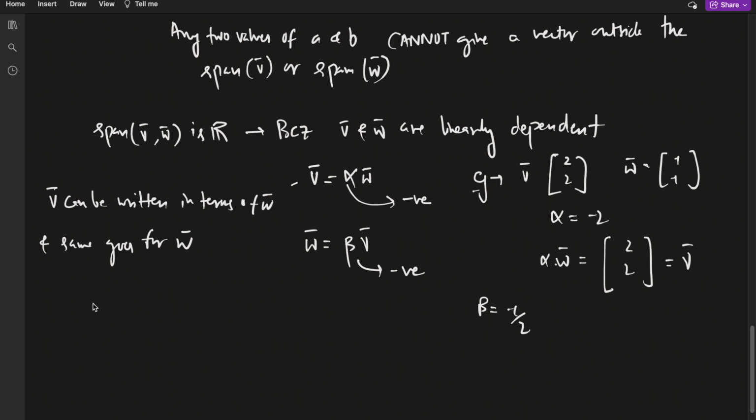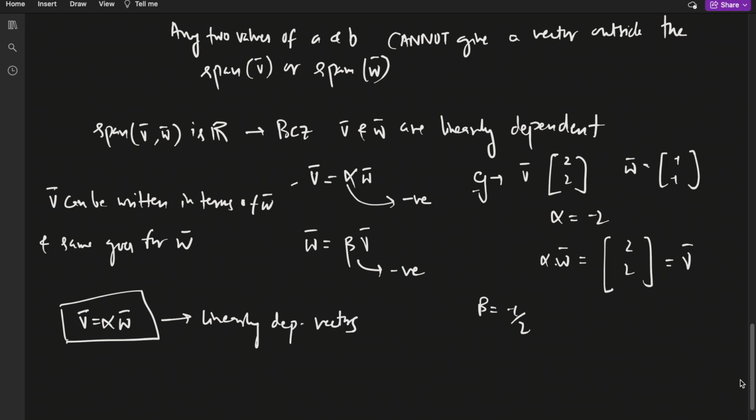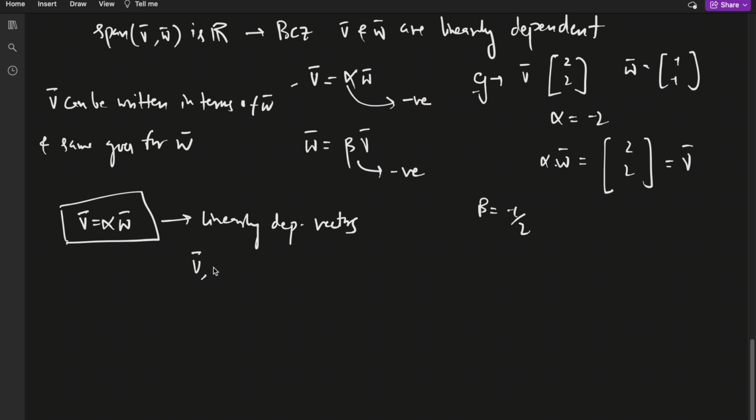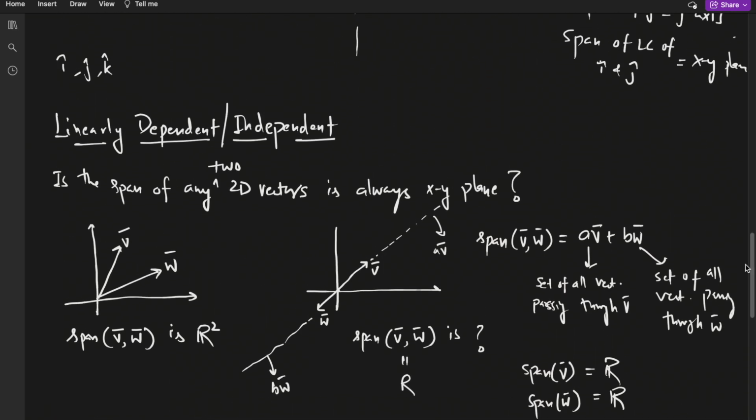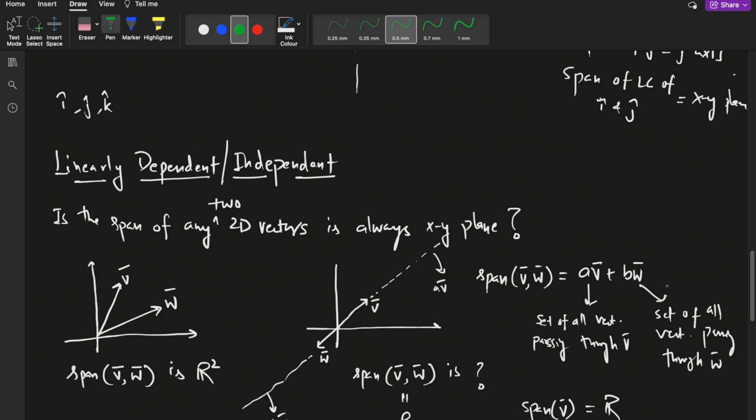Any two vectors are linearly dependent if one vector V can be written in terms of another vector W. This is the simplest definition of linearly dependent vectors. And V and W can be of any dimension. V, W can belong to Rn. It could be R, R squared, R cubed, anything, right? So the original question: is the span of any 2D vectors always the xy plane? The answer is a big no, right? The answer is no.